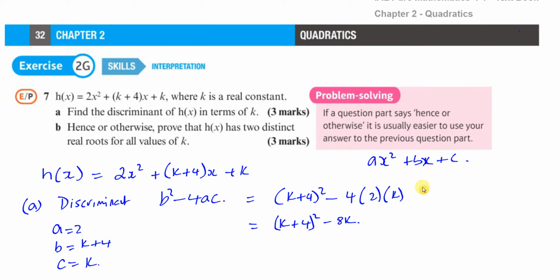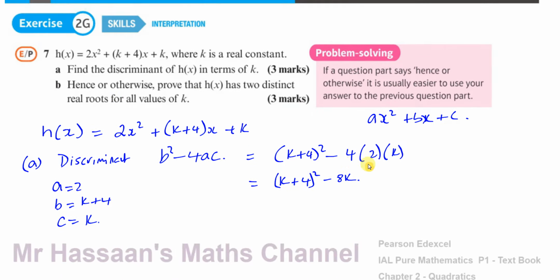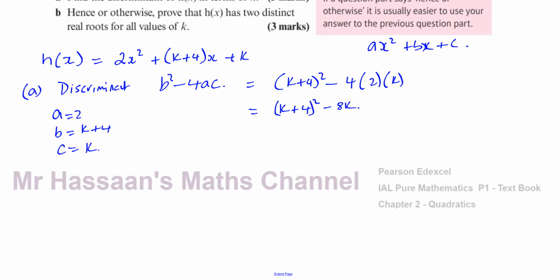Now for part B, it says hence or otherwise prove that h of x has two distinct real roots for all values of k. We know that a function has real distinct roots when b squared minus 4ac is greater than 0, when the discriminant is positive. If b squared minus 4ac is equal to 0, then it has repeated roots, the same root twice. When b squared minus 4ac is negative, then it has no real roots.